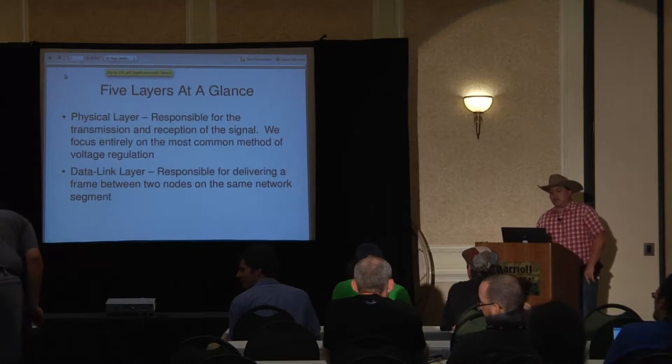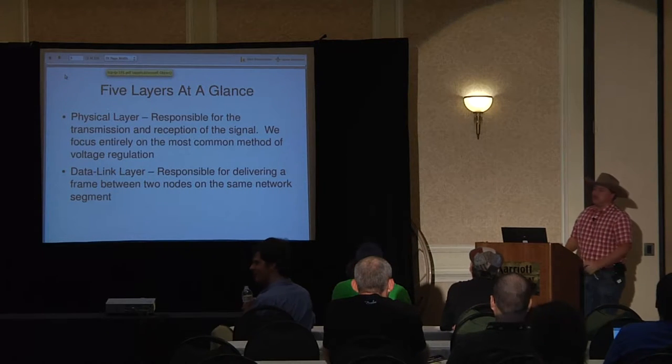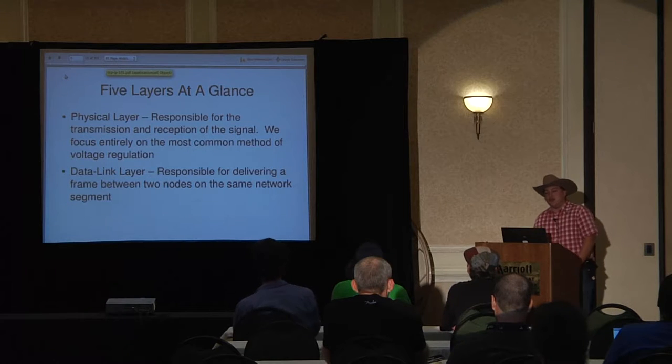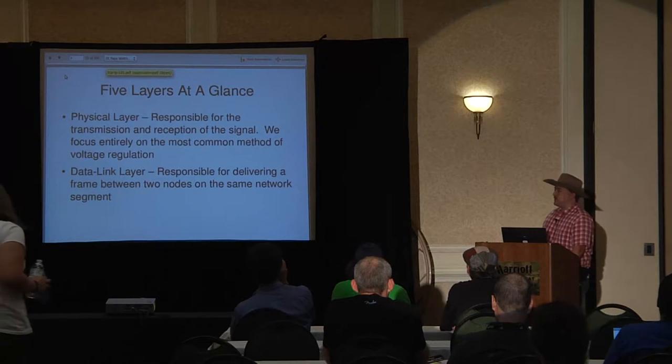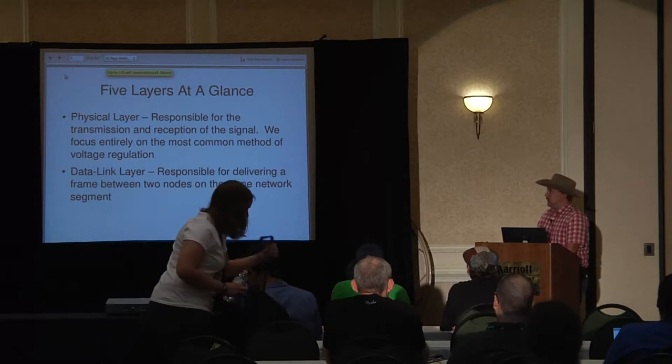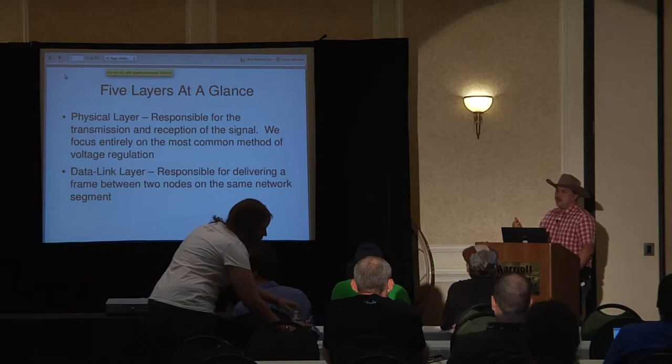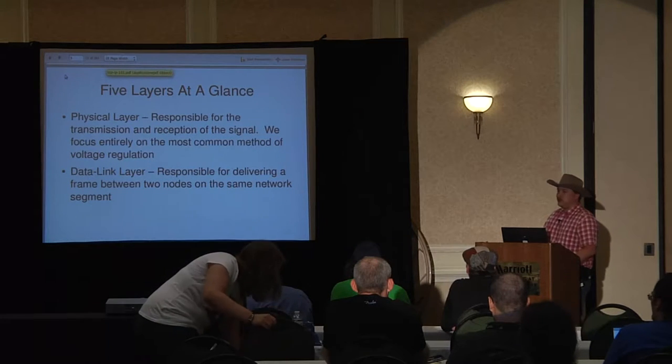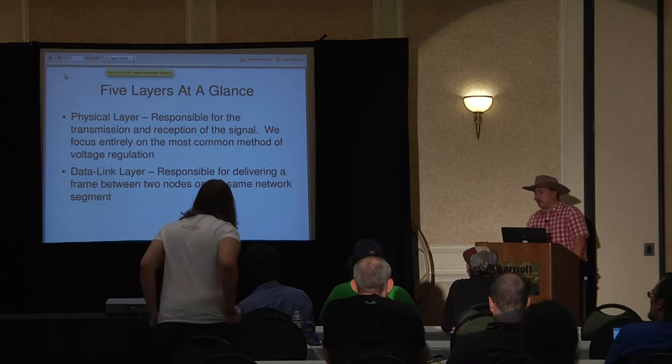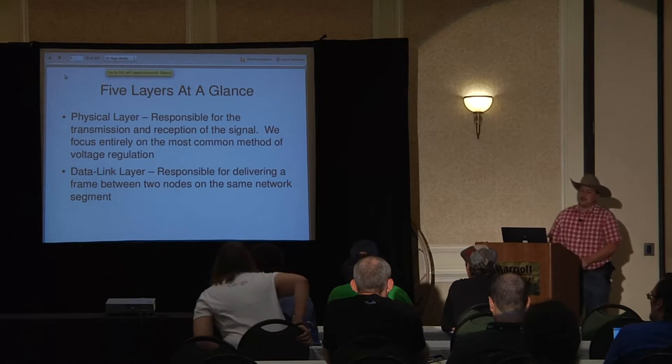So, again, physical layer, we're just going to be talking about copper. And when we talk about copper wire, like your patch cables and whatnot, those transmit binary zeros and ones as voltage fluctuations. We'll show you how that happens in a little bit.